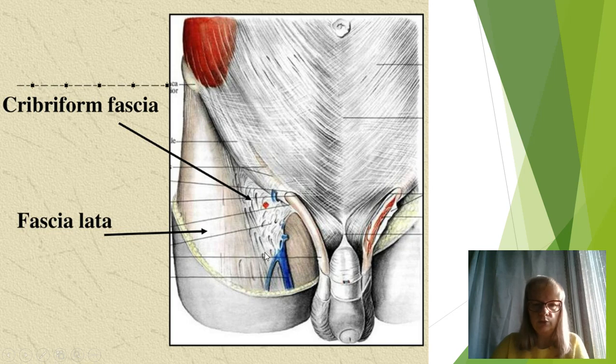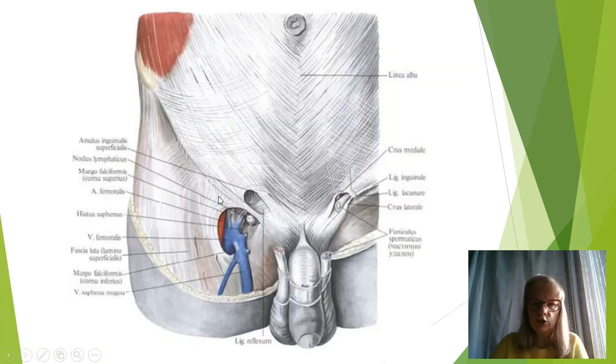I want to show you one structure because it is like a continuation of the explanation about the hernia, because the femoral hernia comes through this opening onto the thigh. Below the inguinal ligament is located the cribriform fascia, which is a continuation of the fascia lata. It covers the anterior and lateral group of muscles of the thigh. And after removing the cribriform fascia, the saphenous hiatus is visible, an opening below the skin.